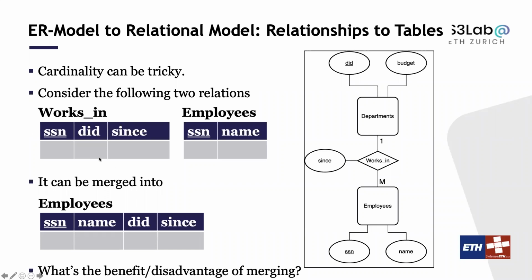But if you model in the first way, you will actually have a working relation that is much smaller, containing fewer tuples compared with the employee relation, assuming there are a lot of employees who do not have a department. Okay, so that's the pros and cons. So which one is better? It actually depends on your application.